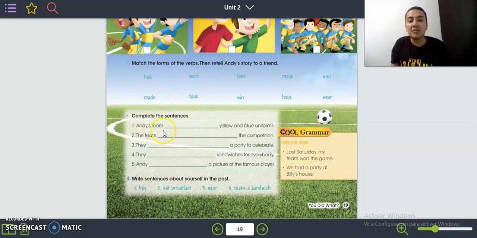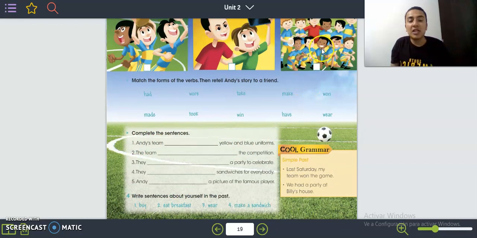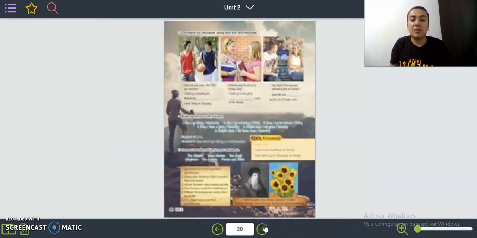So Andy's team, yellow and blue uniforms. So right here, I have the uniforms, and it is actually telling me that they wore, it is the action, they wore, se pusieron los vestidos, los uniformes azules y amarillos. Alright, that's for that point.